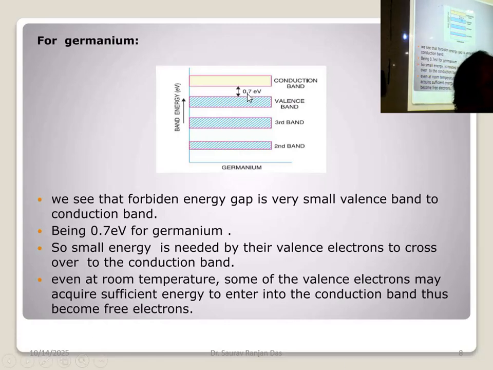Why is it decreasing? Because silicon is above and germanium is below. As you go down in the periodic table, metallic property is increasing. So germanium has more metallic property compared to silicon. That's why the band gap is decreasing. It is 0.7 for germanium, and for silicon it was 1.1.